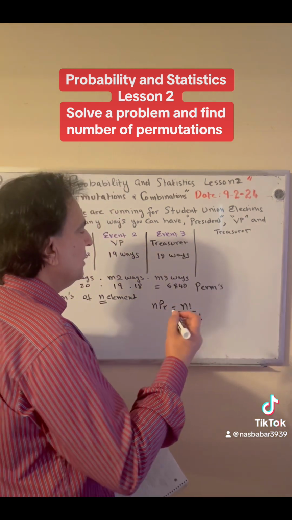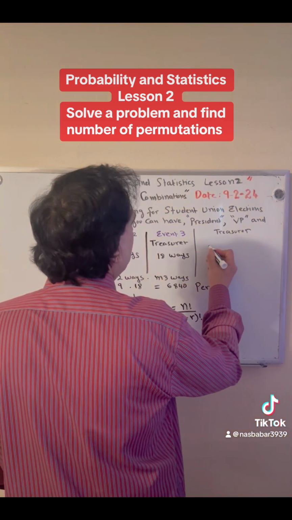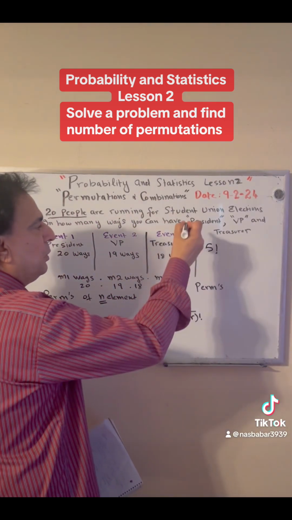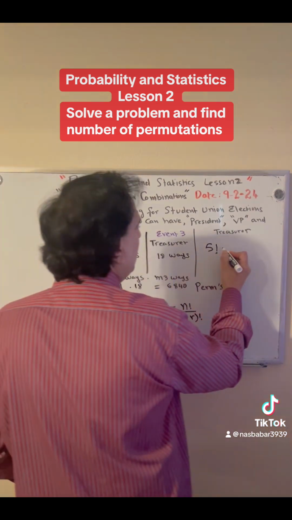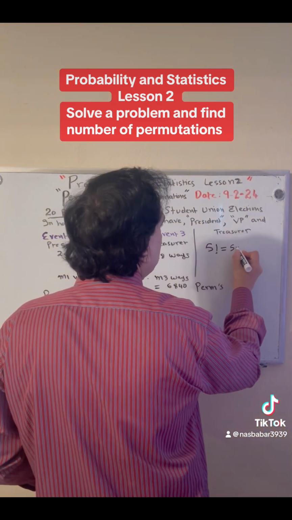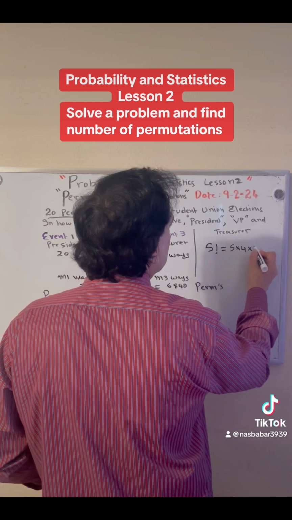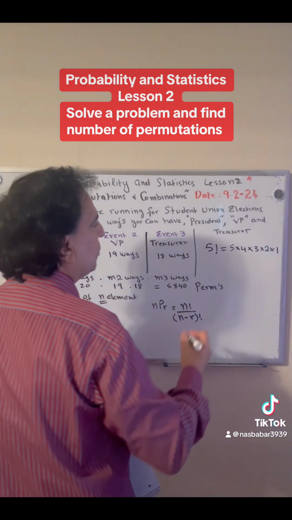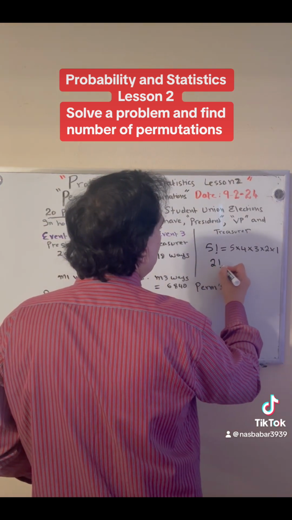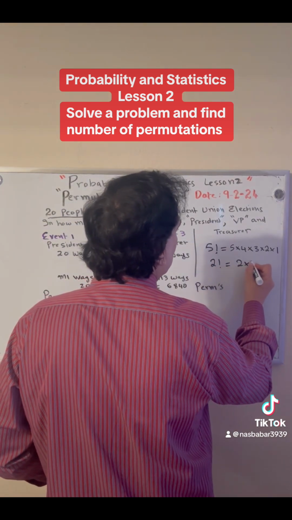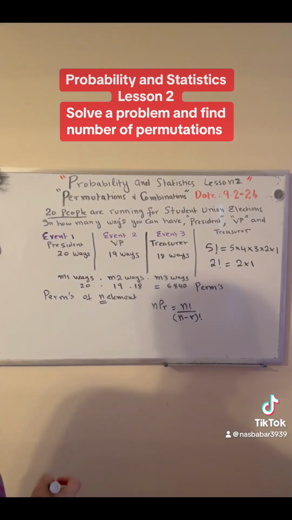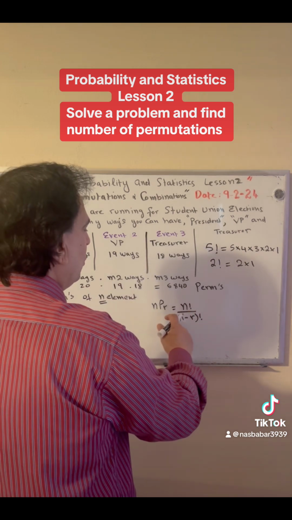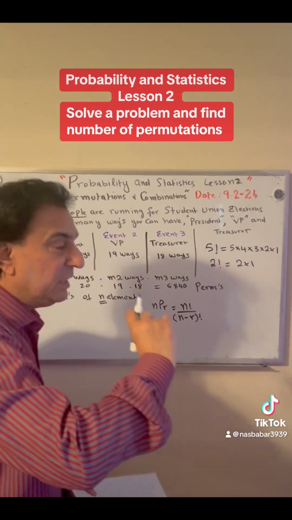Factorial means nothing complicated. If you have, let's say, 5 factorial, you put an exclamation mark, and that just means 5 times 4 times 3 times 2 times 1. If this was 2 factorial, it would be 2 times 1. So then nPr is equal to n factorial over n minus r factorial, where r is basically events.